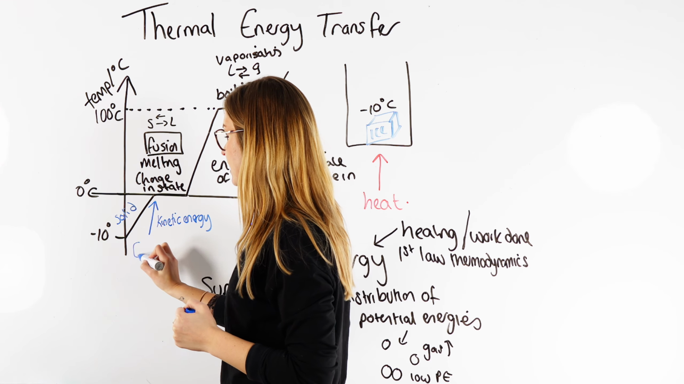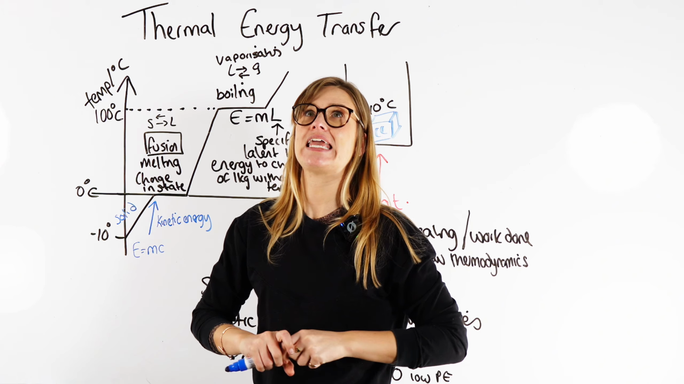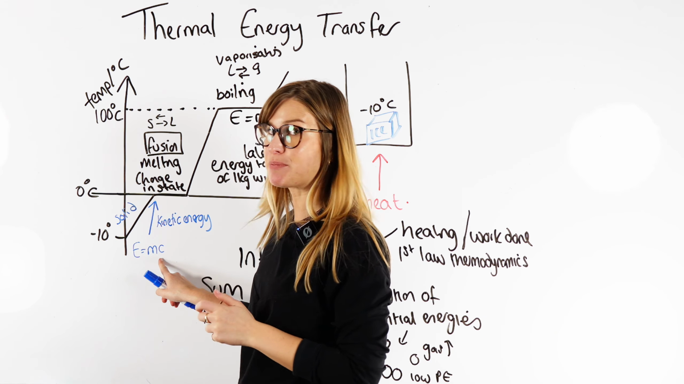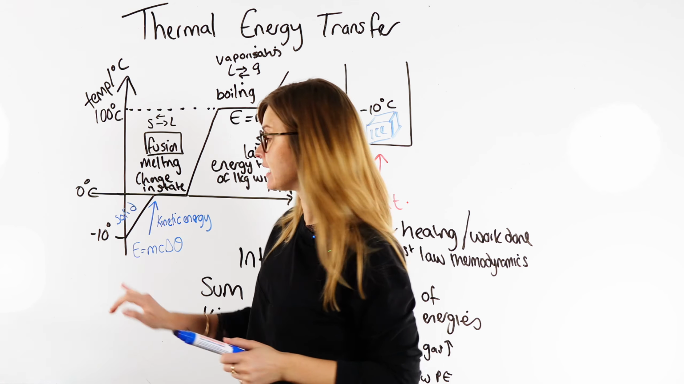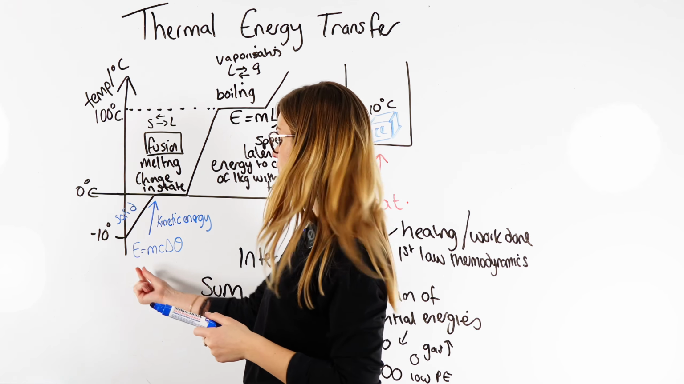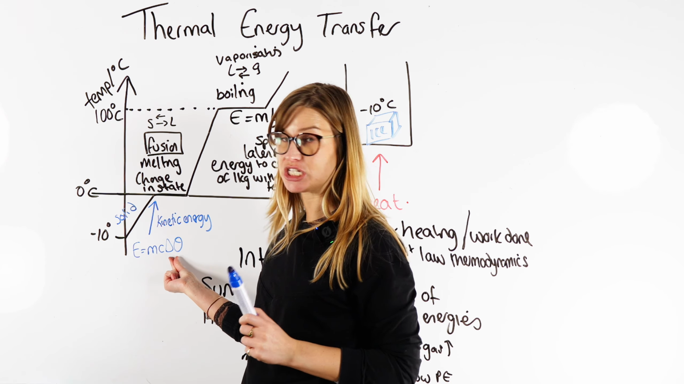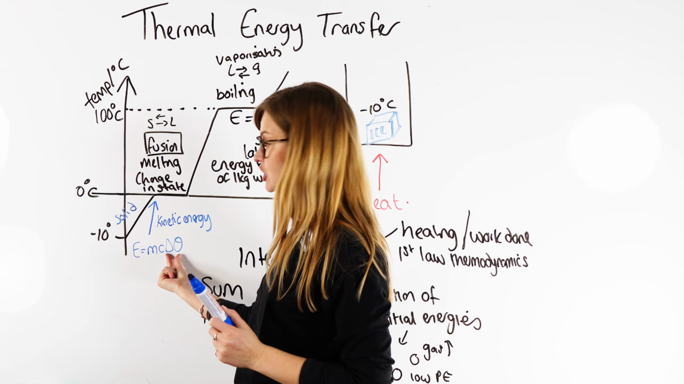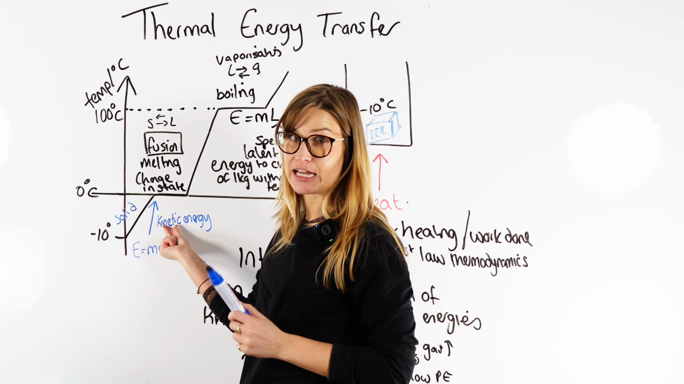And that energy that we're increasing is our specific heat capacity, sorry. So that energy there is m times the specific heat capacity times the change in temperature. Again, if you're doing AQA, they like to use their Q here. So energy is mass times the specific heat capacity times the change in temperature. Anytime we're changing the temperature, we're increasing its kinetic energy.